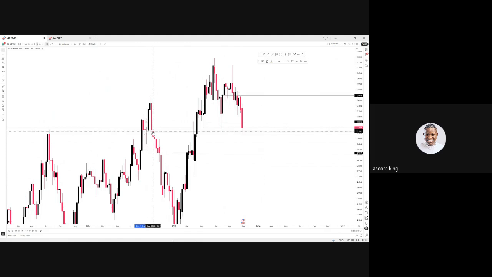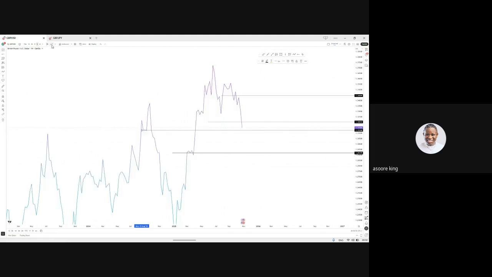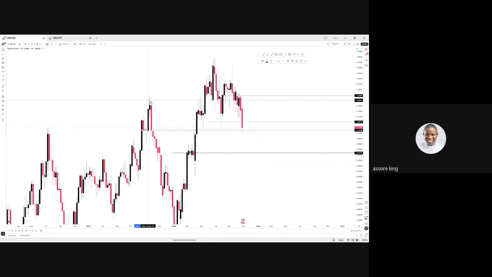You can see that's a good place. There's a support that was broken, used as resistance, used as resistance, broken. Now price has accumulated liquidity below it and is buying. Maybe that's so. For me, I would want to use this, maybe refine it to this place. This will be good. This is a weekly level that is looking good for pullback.